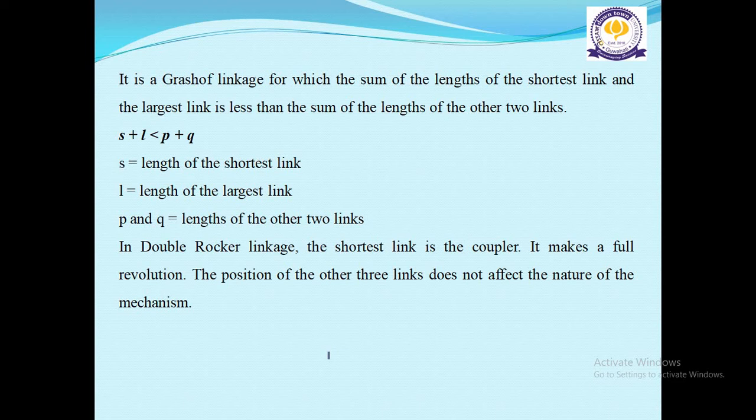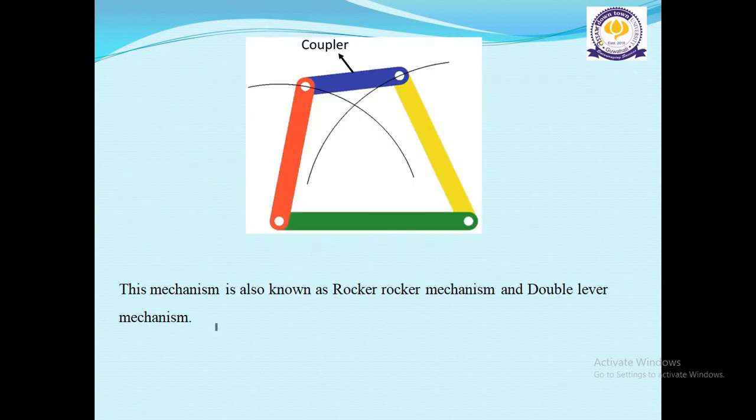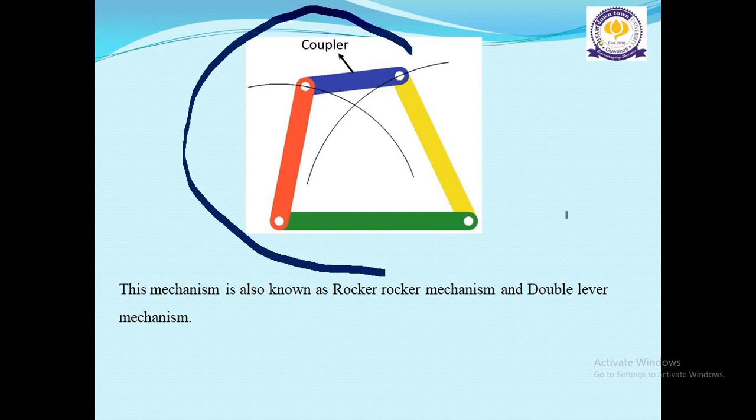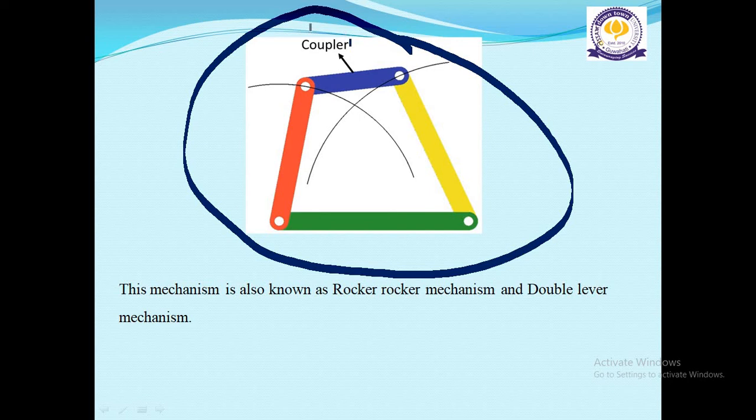In double rocker linkage, the shortest link is the coupler, so it makes a full revolution. The position of the other three links does not affect the nature of the mechanism. So here you can see the rocker mechanism. In this figure you can see the rocker mechanism where this is the coupler. This mechanism is also known as rocker mechanism and double lever mechanism.